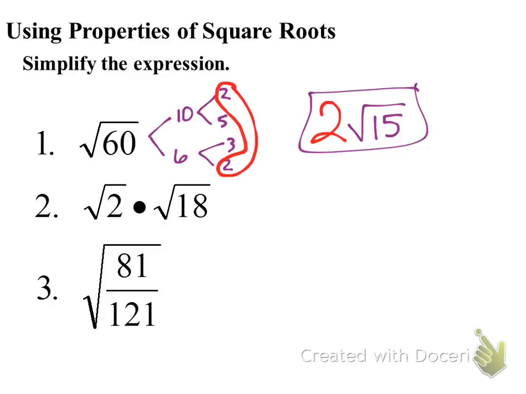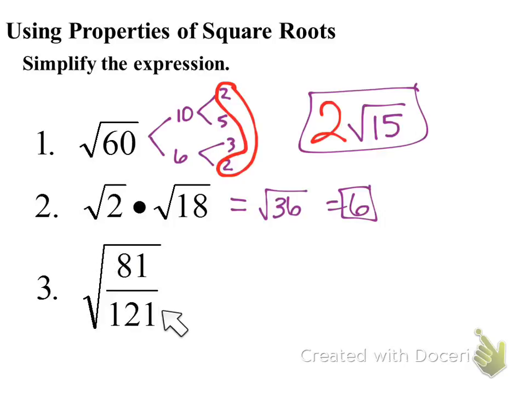In the second problem, I'm going to multiply the radicands. I get the square root of 36, and wait a second, square root of 36 actually becomes a perfect 6. When you have a square root of a fraction, sometimes you can take the square root of the numerator and just divide it by the square root of the denominator.